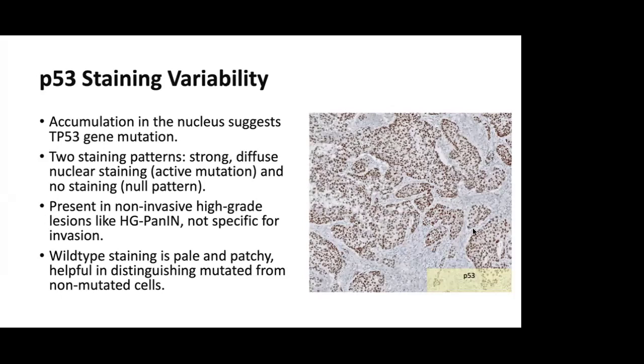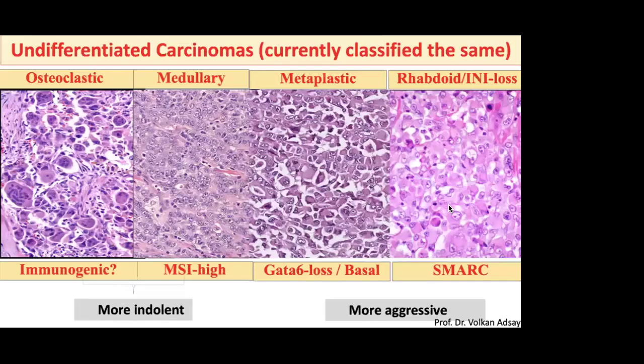And we have two distinct staining patterns in P53 mutation: a strong diffuse nuclear staining, and a complete absence of staining known as a null pattern. This contrasts with the wild-type staining pattern, which is pale and patchy, helping differentiate between mutated and non-mutated cells.